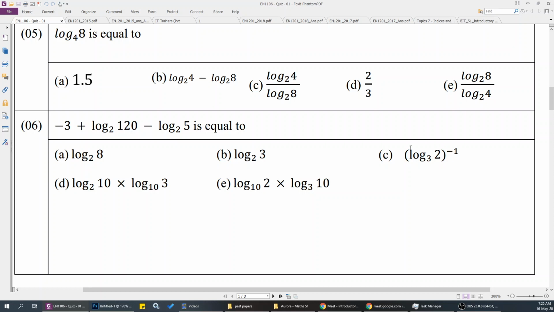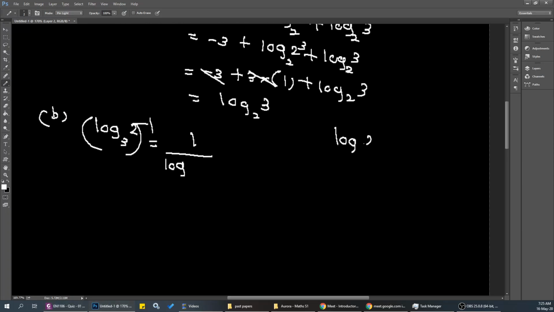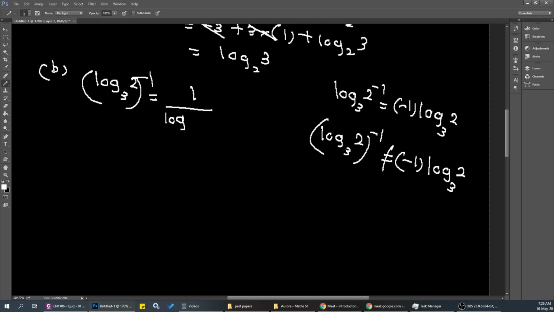Therefore, you cannot bring this minus 1 to the front. You need to keep that in your mind. You cannot bring this minus 1 to the front when you have a bracket for the whole term. If you had log of 2 to the minus 1 just like this, then this is perfectly acceptable. But when you have log of 2 to the base 3 and you take the negative 1 power of the whole thing, you cannot write it like this. You need to keep it in your mind explicitly. Please do not make this mistake.